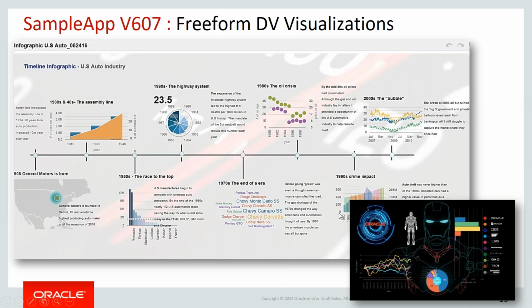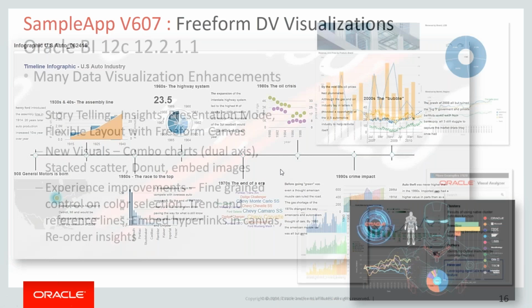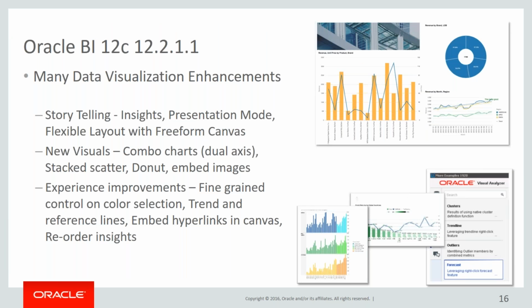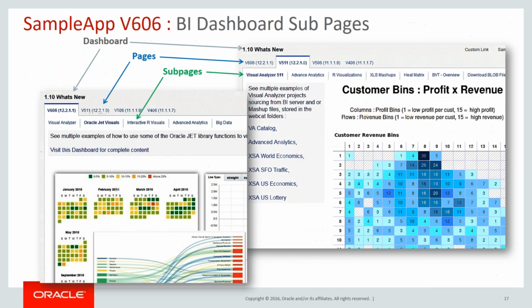They're also new in this is some free-form data visualizations, and we'll show that hopefully later on if we have time in the presentation to show what that looks like. Something like a timeline infographic. This is live, and you can get at this via Oracle BI, and very nice. There are lots of data visualization options with storytelling, new visuals, all that. If you want to know more about what's new specifically in 12.2.1.1, look at the prior webcast on this.